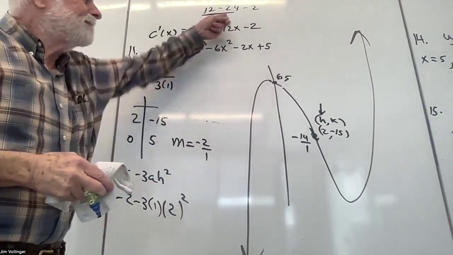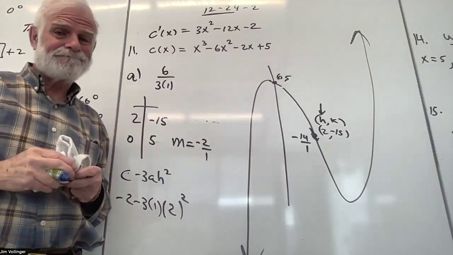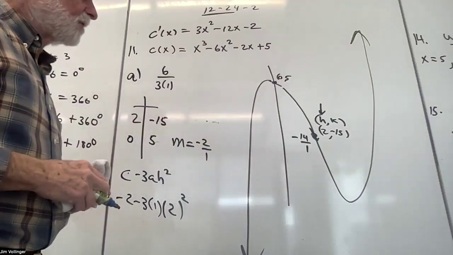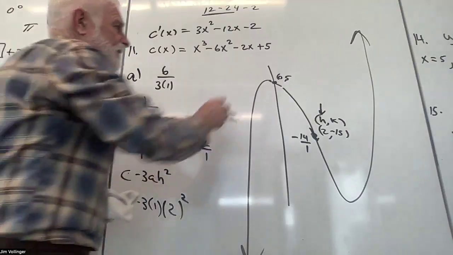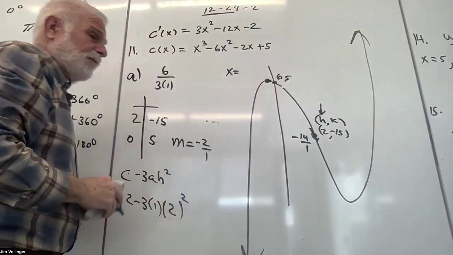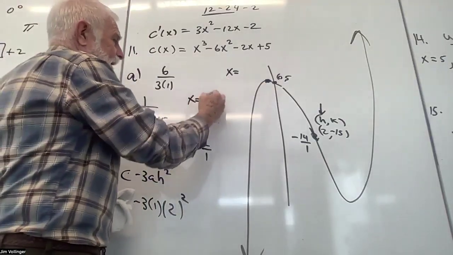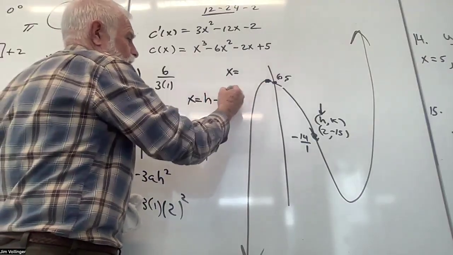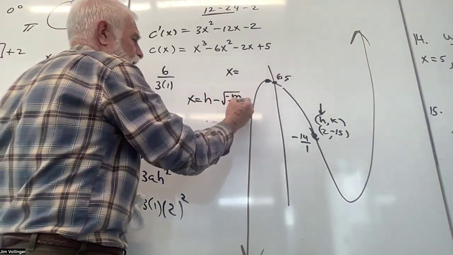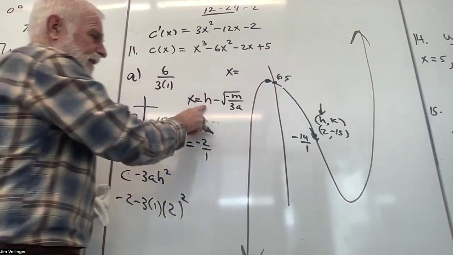That's a minimum. That's the vertex of a quadratic. All right, so what is the x value here that I've been looking for? It does have a local max. Do you remember how to find it? That x comes from h minus the square root of minus m over 3a. A little bit of memorization. So what is that h value?